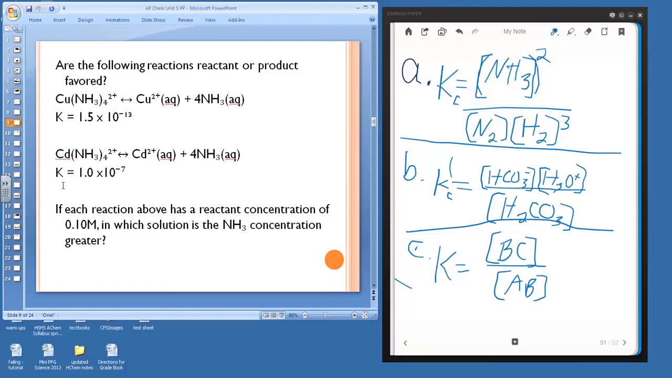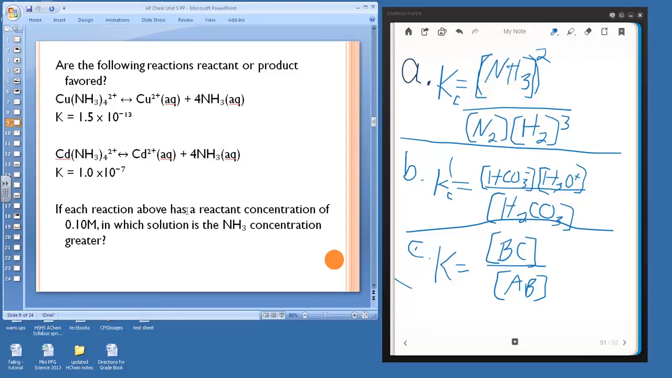It's not nearly as less than 1, but that's more than a millionth. Basically, what that's saying is that if we had 10 million samples of this, nearly all of them would stay over here, and maybe 2 of the 10 million would turn into a cadmium ion and an NH3. It's heavily reactant favored. It's just some of them turn into ions.